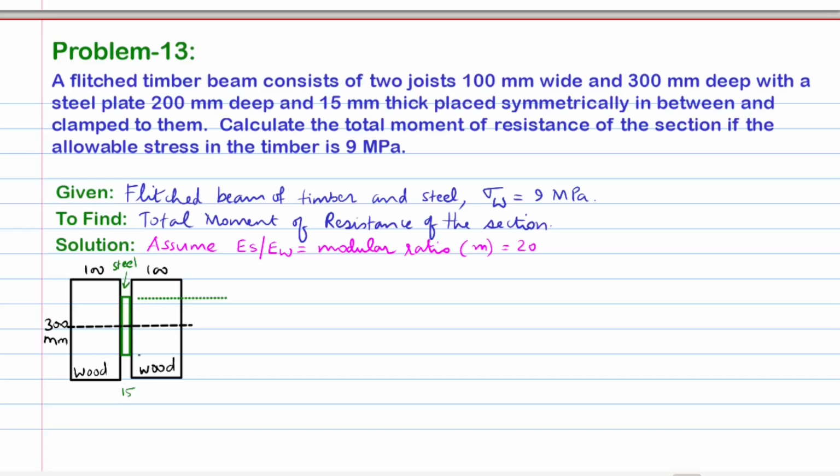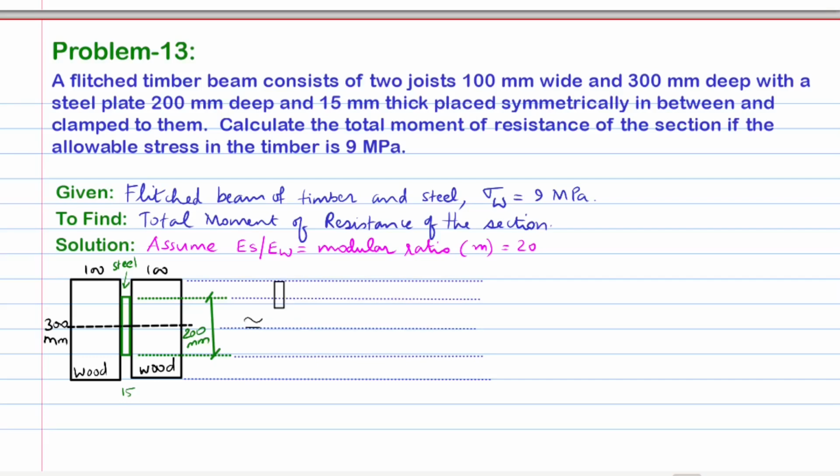Let us now convert the beam with two materials to an equivalent single material for convenience of calculations. In the last problem, we converted the brass section to an equivalent steel section. So let's convert the steel section here to an equivalent timber or wood section. Conversion of steel to equivalent wood is also due to the fact that the value of allowable bending stress in wood is mentioned in the given data, while for steel it is not.